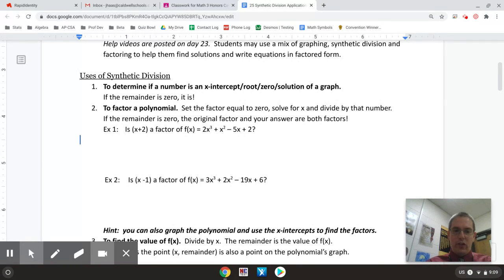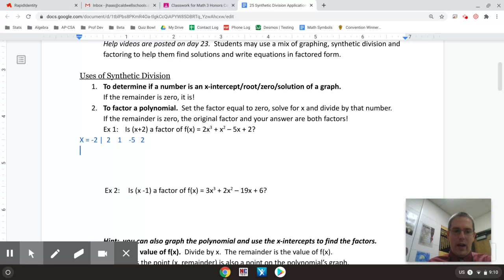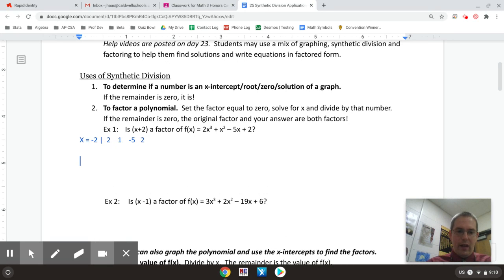The first thing you have to do is that root of x plus 2 there in front. We have to say, well, if I have a factor of x plus 2, the root would be x equals negative 2. And that's the number I stick in my funny box. It's hard to draw a box here, so that's the best I can do. And then I put my coefficients out to the side. So I have 2x to the third, 1x squared, negative 5x, and 2 for my plain numbers. Skip a line, and then go ahead and start filling in.